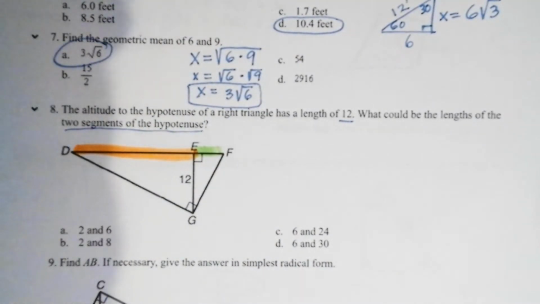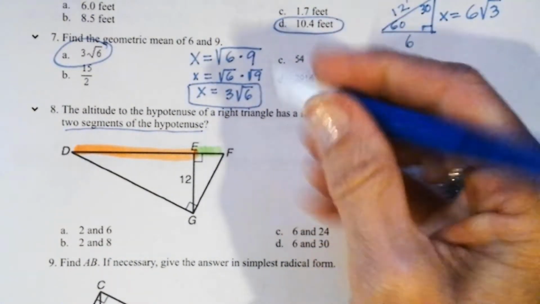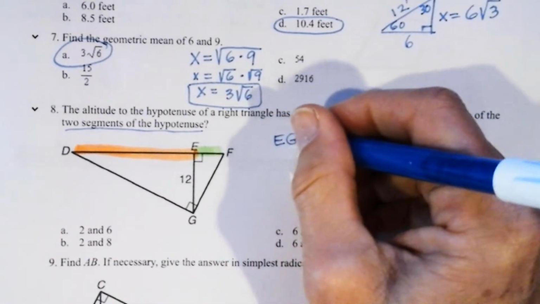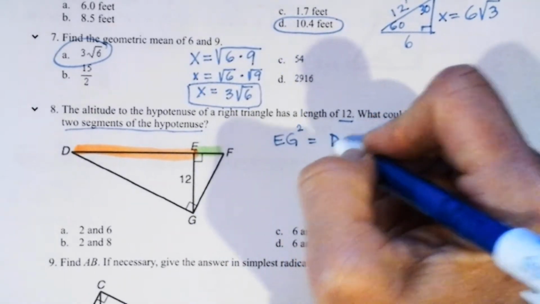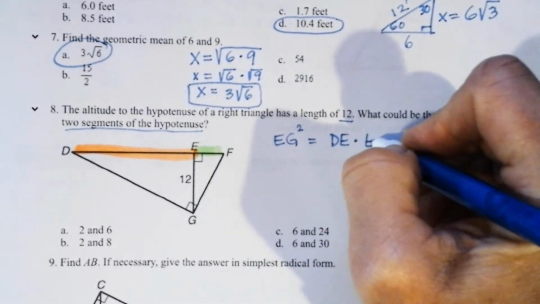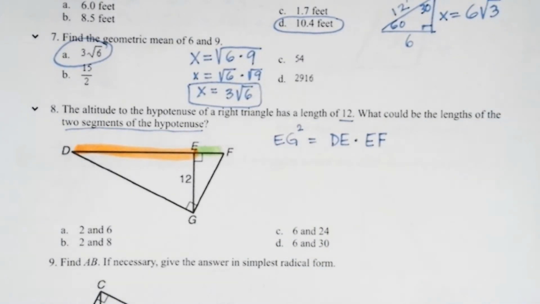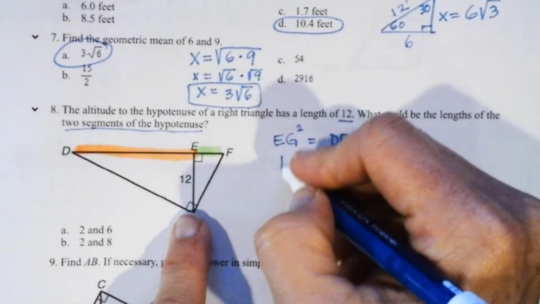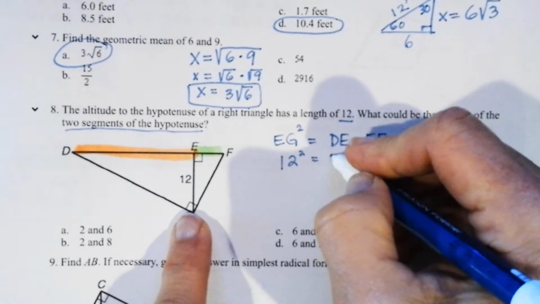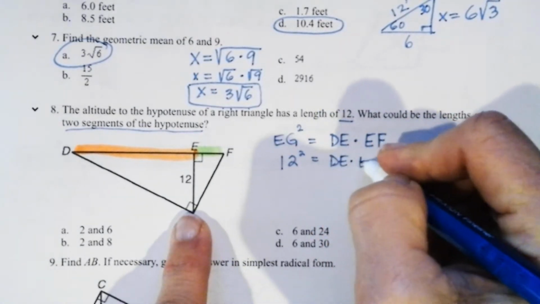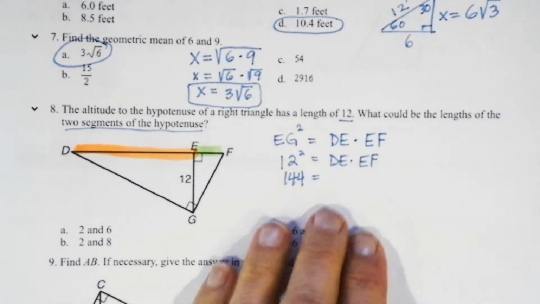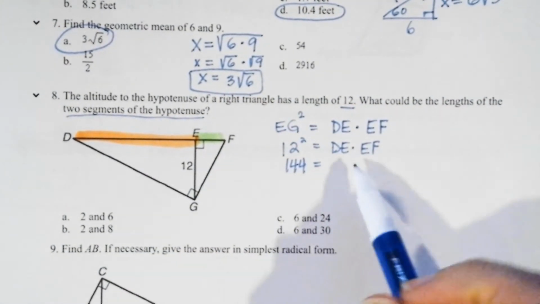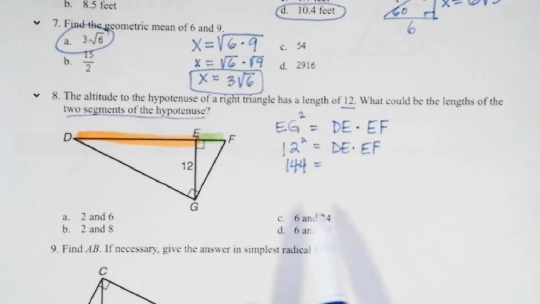So we had a theorem that said that the altitude squared, this one squared, is equal to the two parts of the hypotenuse multiplied. So this is 12. We don't know these. But we do know that 12 squared is 144. So the question becomes, what two numbers down here will give you 144 when you multiply them?